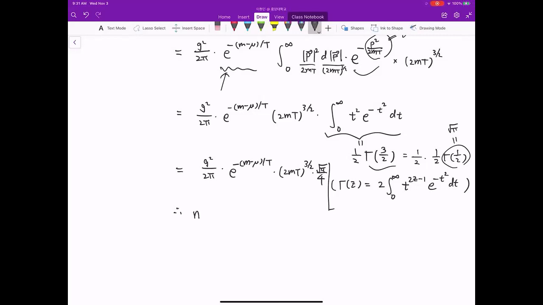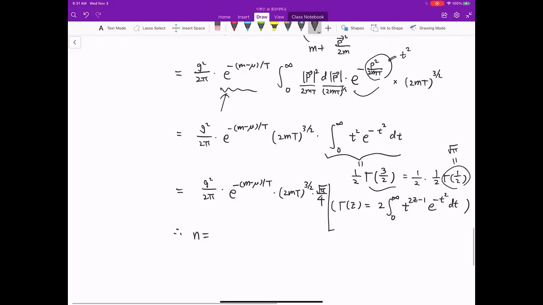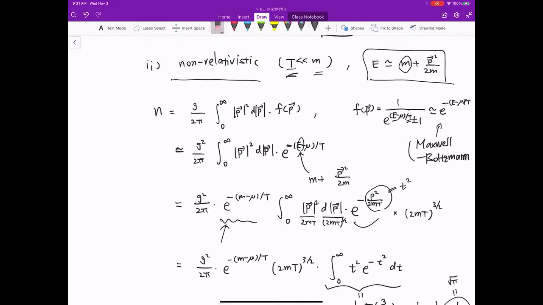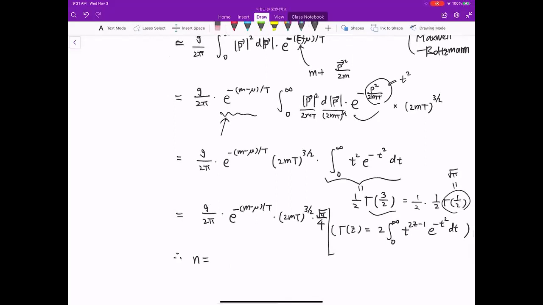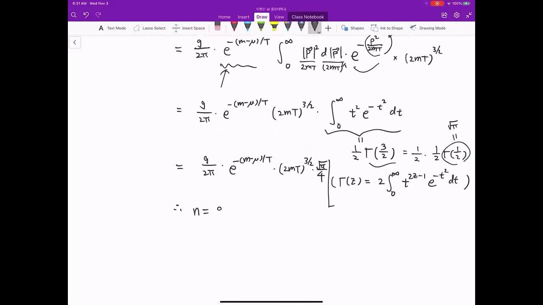Therefore, it's not g square, sorry, this is just g. This is the number of degrees of freedom g. So then this g times, and you can also notice that these two factors combined are written down here.